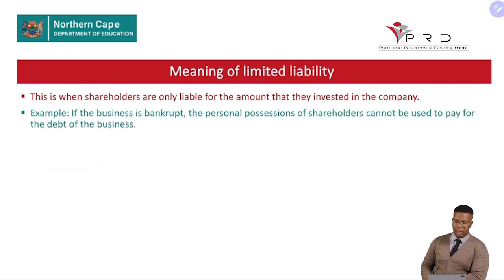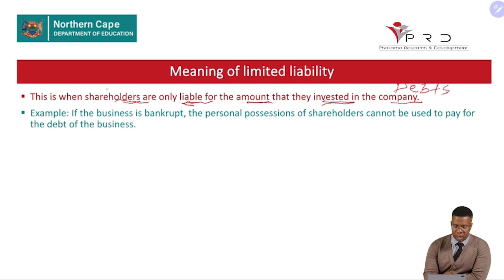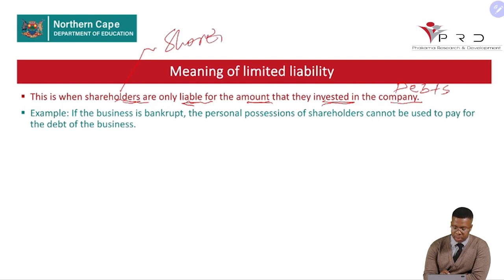So with that, for example, with limited liability, they are saying now this is when shareholders are only liable for the amount they have invested in the company. So if the company has debts, the shareholders are only liable for the amount they have invested. So the shareholders would invest shares to the company, which come in a form of the amount. Let's say, for instance, a shareholder has invested 100,000.